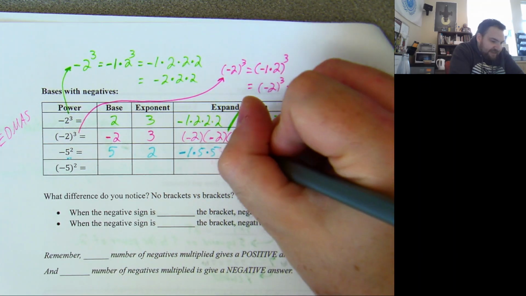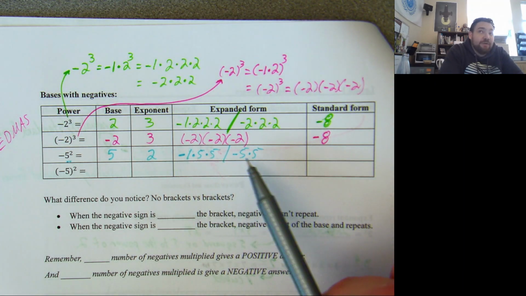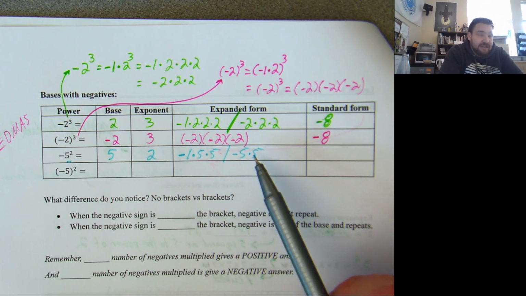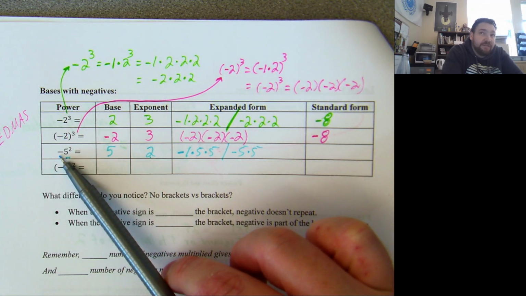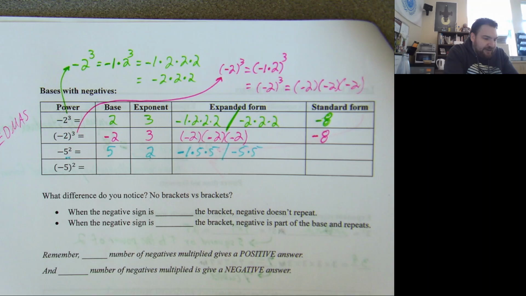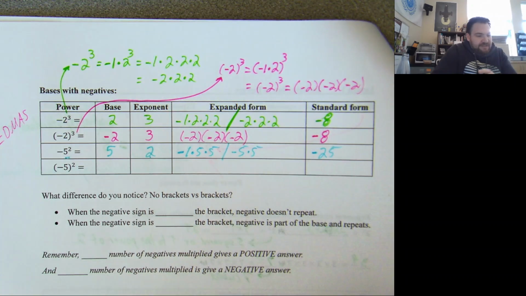Sometimes you'll just see this as negative 5 times 5. You need to recognize that the thing being repeatedly multiplied is 5. How many times? Twice. And then you toss the minus sign out front. And then in standard form, this thing's also going to be negative. In this case, it's negative 25. All these answers are all still negative. It's weird.